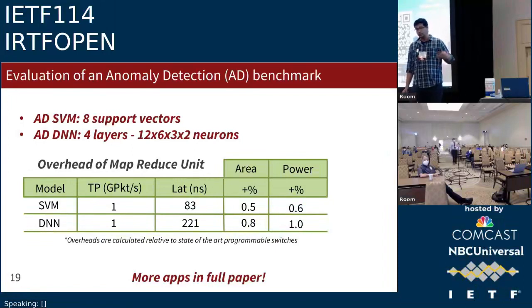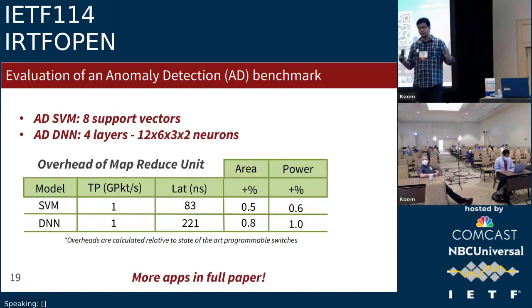So in this case, you would choose your application. You can see here that the BSVM requires 83 nanoseconds, while the DNN requires 221 nanoseconds. So depending on your SLOs and what kind of requirements you have to meet, you can choose your algorithm to reduce latency. And then in both cases, the area and power overhead required for the hardware to implement just these applications is single digits or less, so 0.6% power overhead, 0.5% area overhead, or 0.8 and 1.0 respectively.